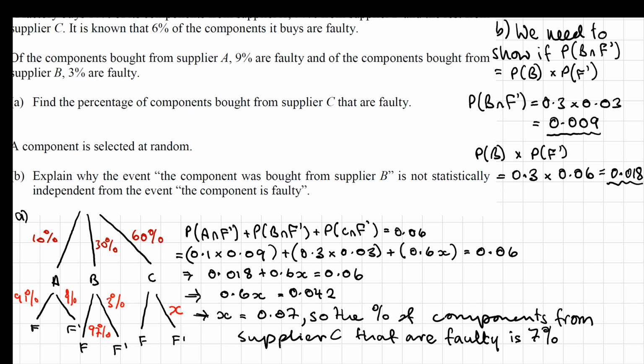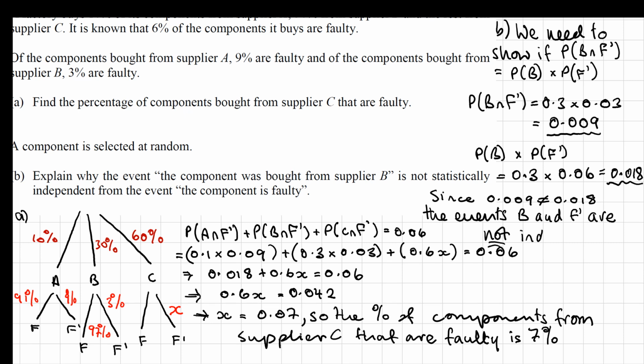And then we can say that since, let's just give our values, 0.009 is not equal to 0.018, the events B and F are not independent. Let's just highlight that.